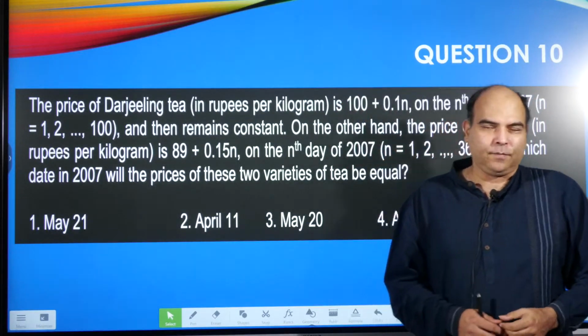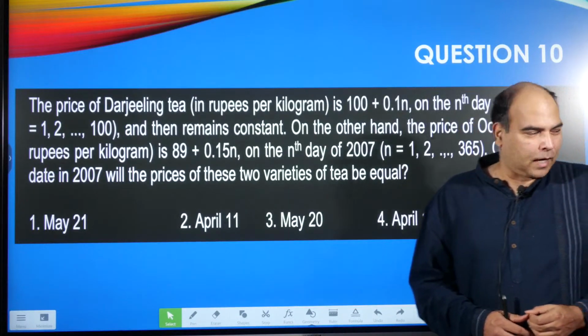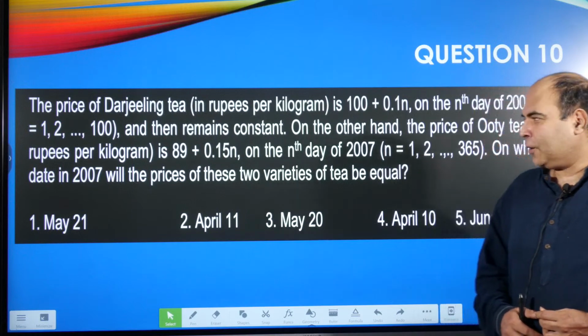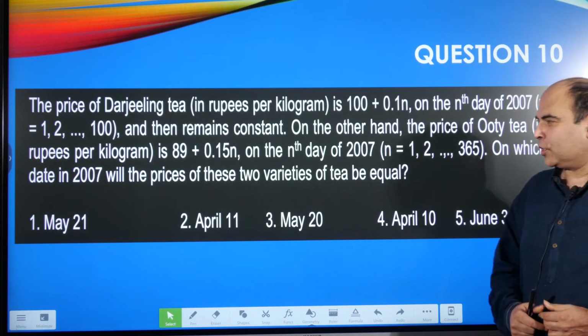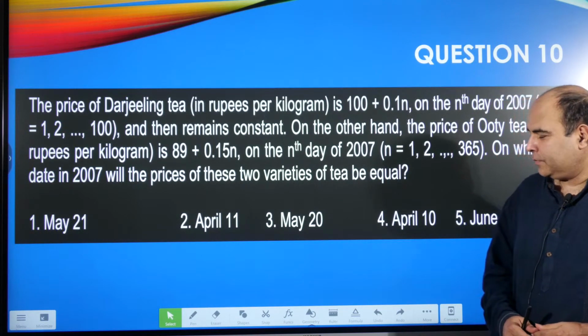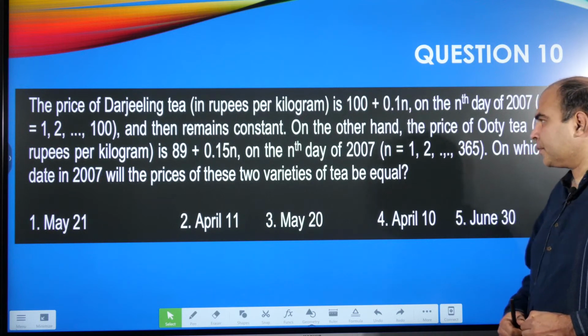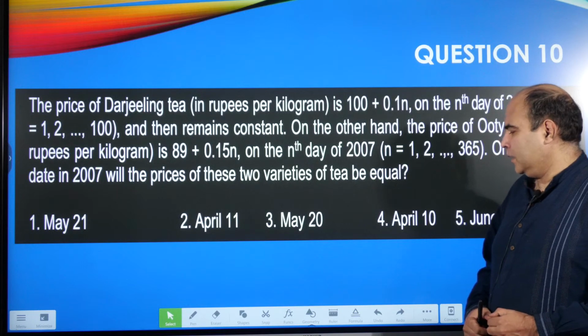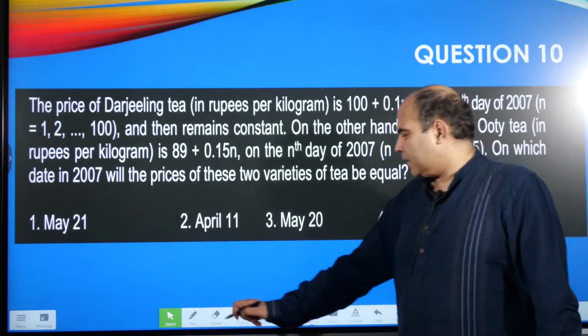Have a look at this question, and you can try to do it if you want. I'll try to show you at least two ways of solving this question as we move ahead. So the question is saying the price of Darjeeling tea in rupees per kilogram is 100 plus 0.1 N.